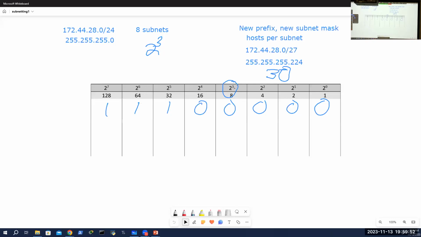Basically the superscript above the two, which is above the column of the value that power of two makes, that's the number of bits that you need to reallocate to the network. Since 8 is the number of subnets we need, we take the power of 2, which is 3. So if it was 4 subnets, 2 bits, 1, 1.